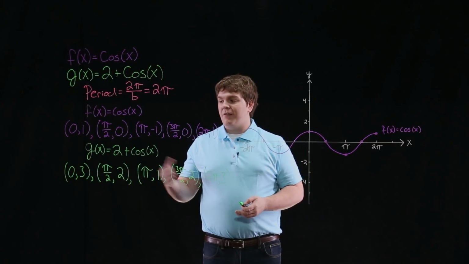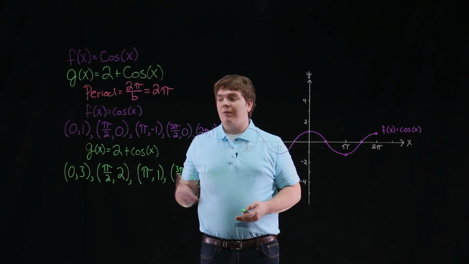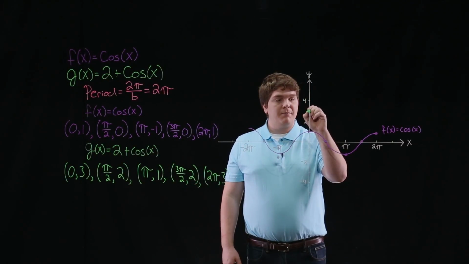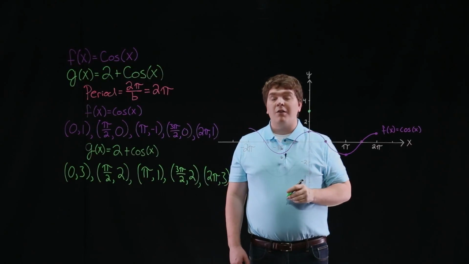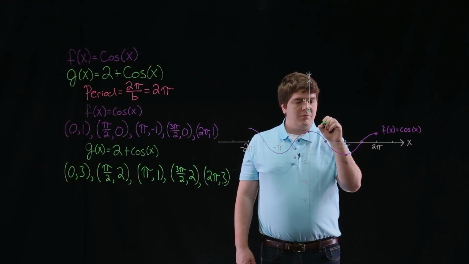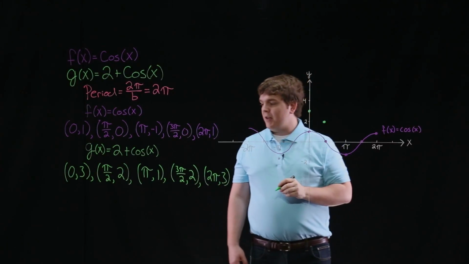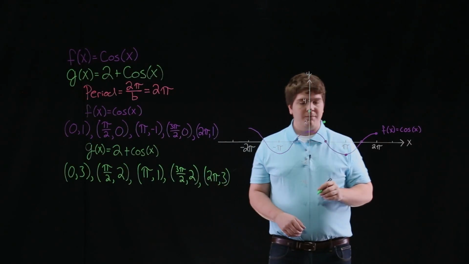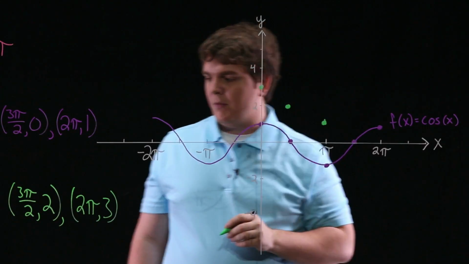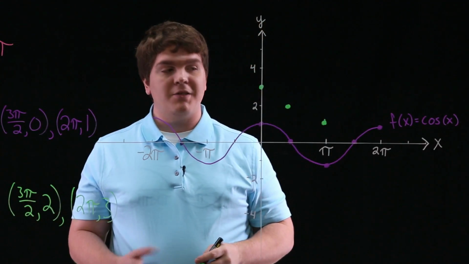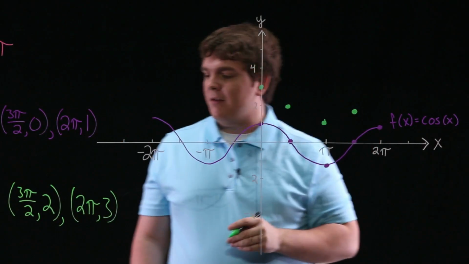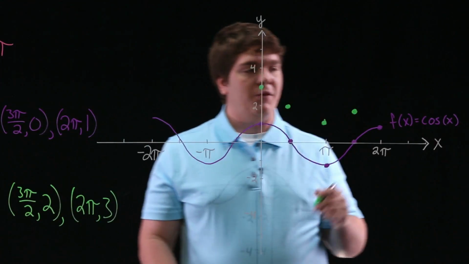Now to sketch the graph of g of x equals 2 plus cosine of x, we'll again plot our 5 key points. The first key point was the point 0, 3. Our second key point was the point pi over 2, 2. The third key point was the point pi, 1. The fourth key point was 3 pi divided by 2, 2. And finally, the last key point was the point 2 pi, 3.